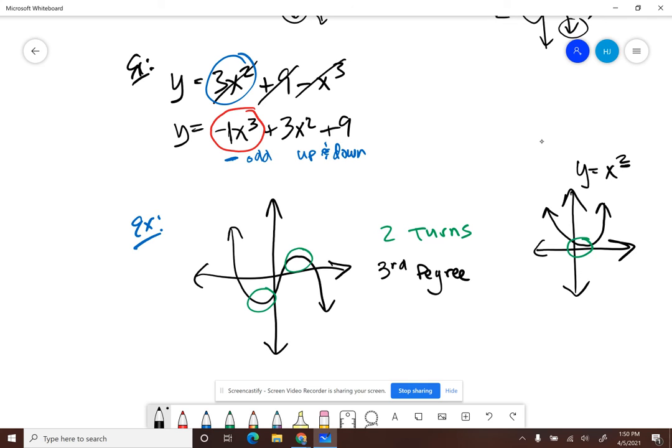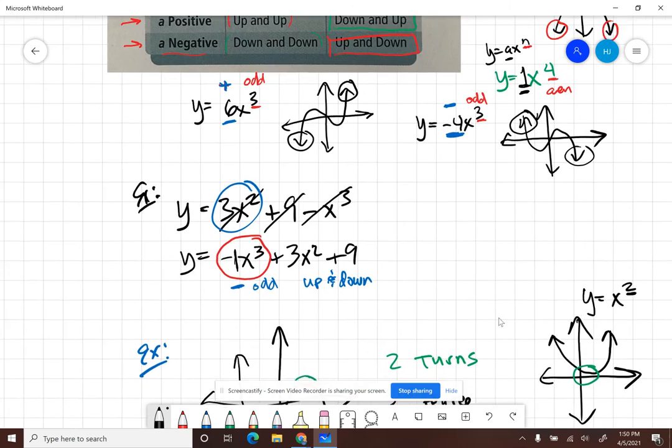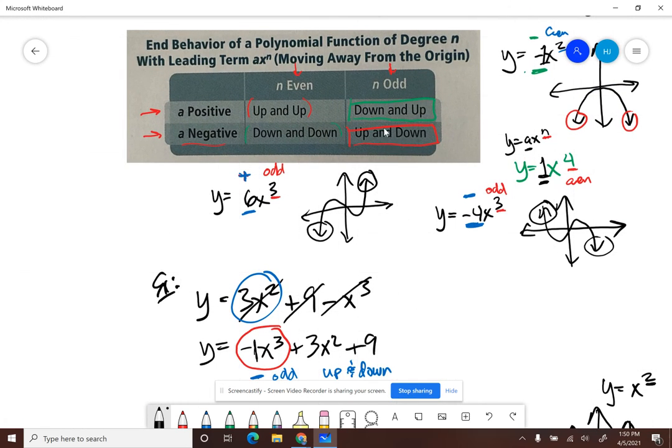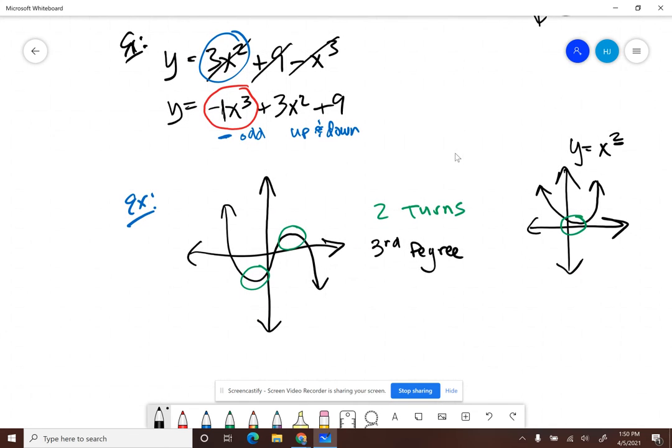Now let's just look at this end behavior. You got up and down. So what can we say about the leading coefficient? Again, this table is going to be pretty important, okay? We've got up and down, and we've got an odd degree. So that would mean that our leading term would have to have been negative, okay? So that meant that this would have had to have been negative in order to come up with this particular graph, okay?